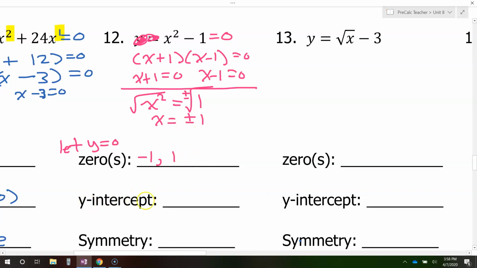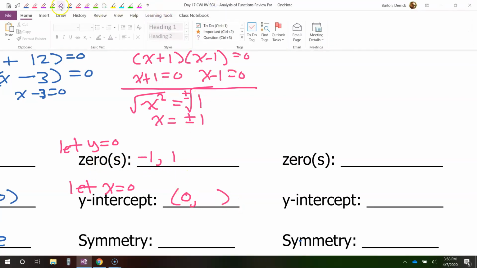Now, time for the y-intercept. For the y-intercept, we let x equal 0 and we see what happens. The y-intercept will be an ordered pair. So if x is 0, that means it's going to be 0 comma something. Intercepts are ordered pairs. Zeros are just numbers. Keep it straight or you will lose points for that.